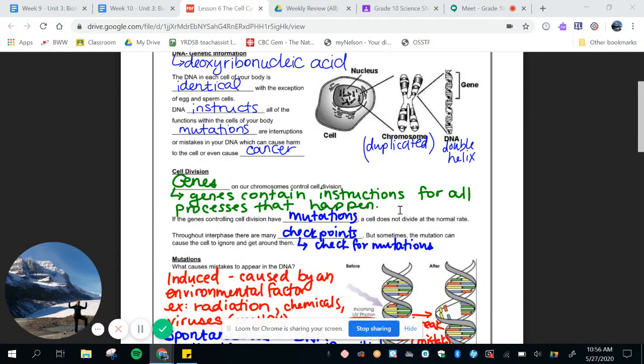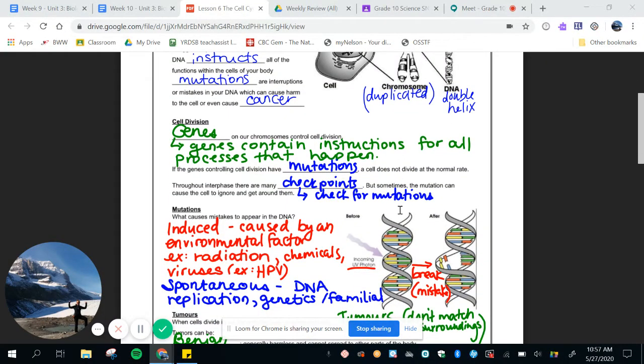Throughout interphase, there are usually what we call checkpoints, especially in G2 after the DNA has been copied after S phase. Essentially, we're checking for mutations, and the cell will fix most of those mutations ahead of cell division. And I mentioned in a previous lesson, if it cannot fix it, the cell will self-destruct. It will go into what's called apoptosis.